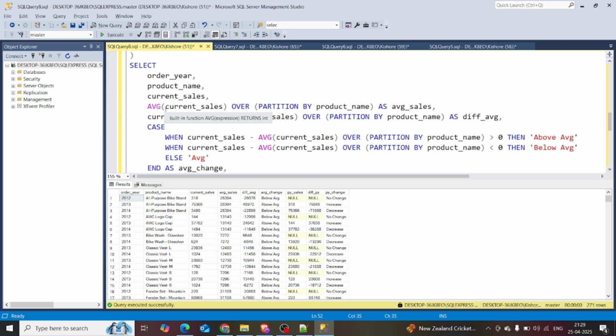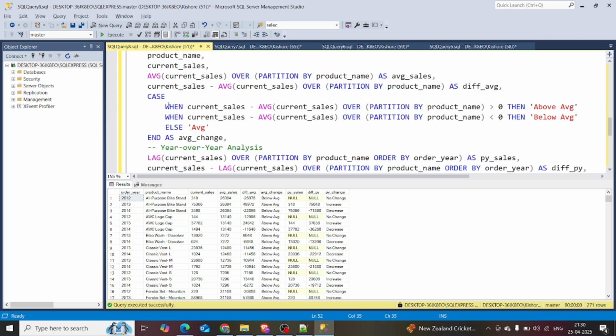We are creating the average sales using the window function OVER with PARTITION BY product name as average sales. Then we want the current sales minus the average sales over the same partition by product name, which gives the difference between the current sales and the average sales. We calculate the change using a CASE statement: when the difference is greater than 0, it's above average; when it is less than 0, it's below average, and we end it as average change.